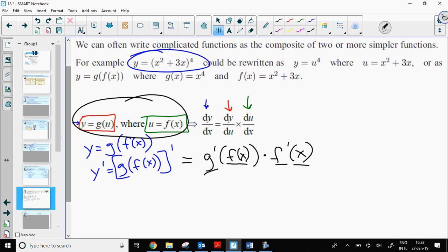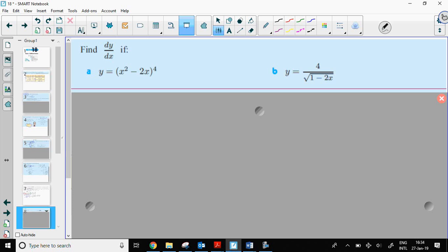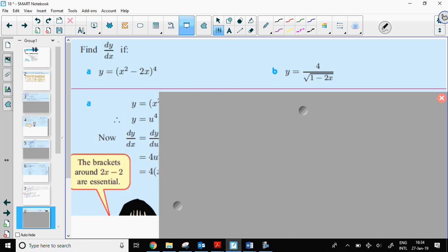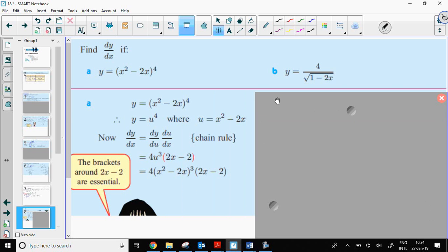I think that's going to make more sense in the context of an actual problem, so let's do some. And we're going to see these written out the way that the book likes to do it, and then I'll show you how I would conceive of it myself. First one, y is equal to x squared minus 2x all to the fourth. So here's the book's method. They're saying y is equal to u to the fourth, so there's something to the fourth, and then that something is x squared minus 2x.